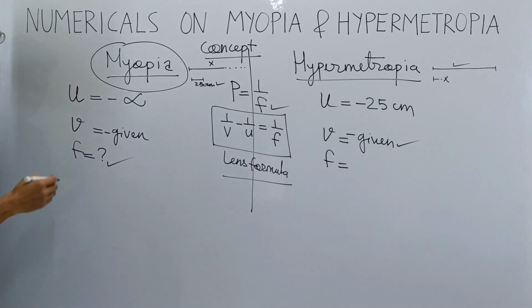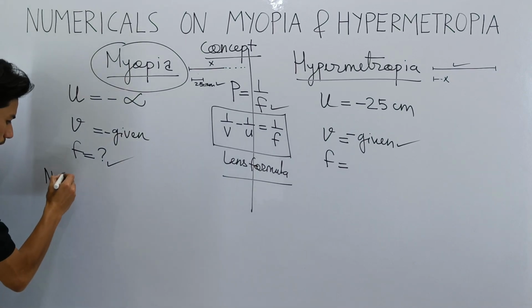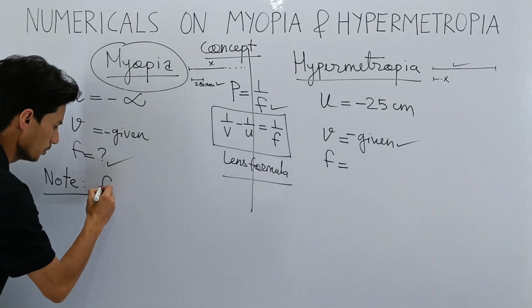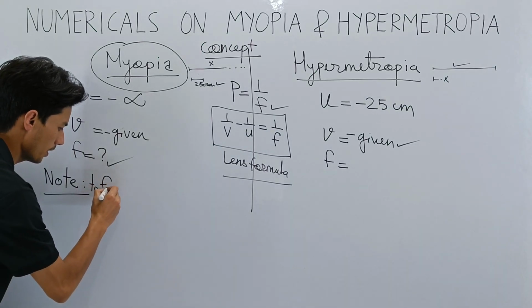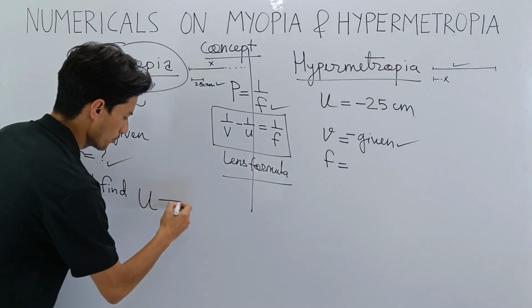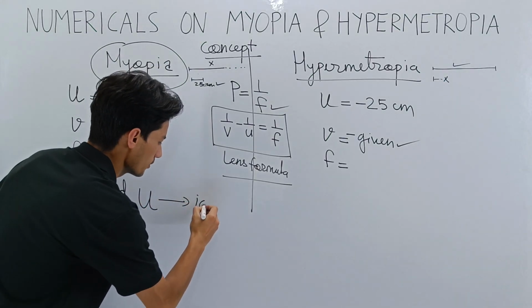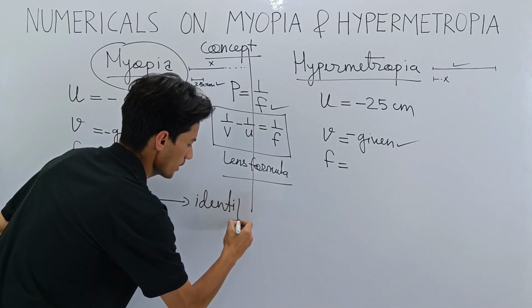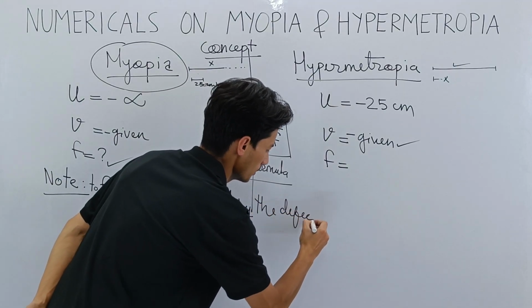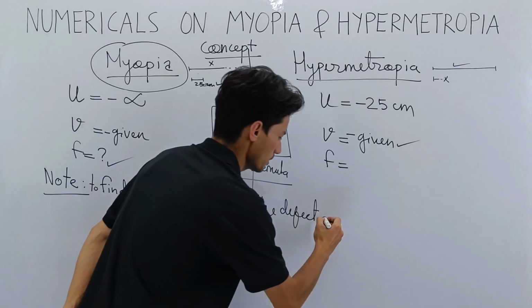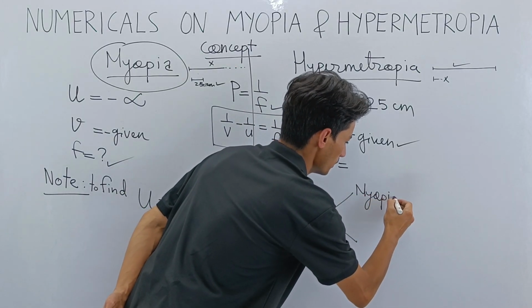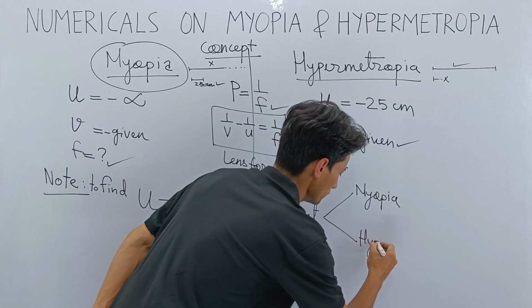So remember, just note, to find U, what should you do? You first identify the defect. What defect is that? Is it myopia or hypermetropia?